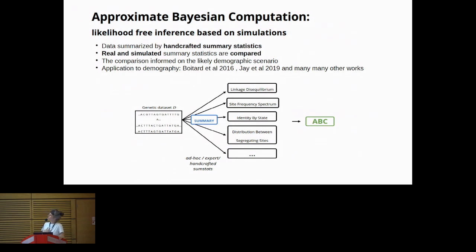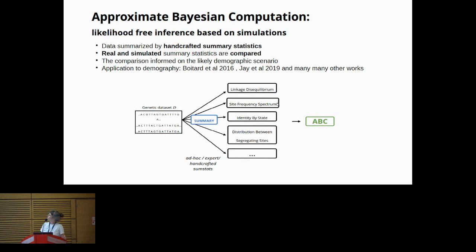Okay, and because you might not all be familiar with population genetics, for example, linkage disequilibrium corresponds to the correlation between SNPs along the genome. The site frequency spectrum corresponds to the allele frequency of mutations in the genome. Identity by state will be looking at how much of the genome is shared between two individuals and how big are the identity tracks, and so on.